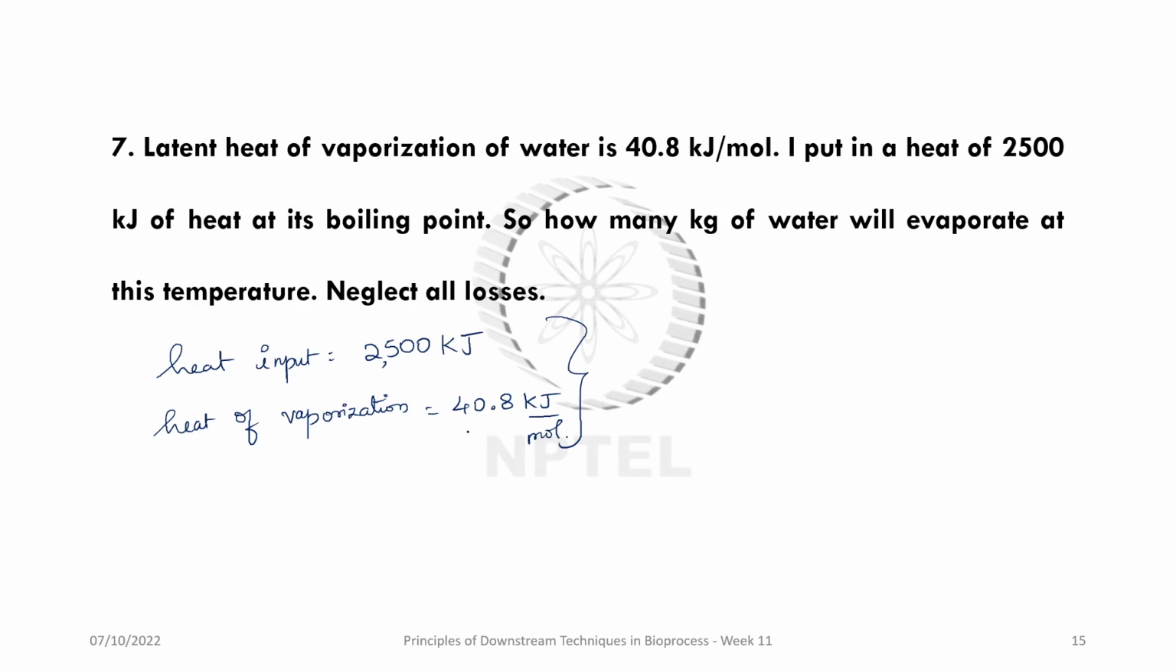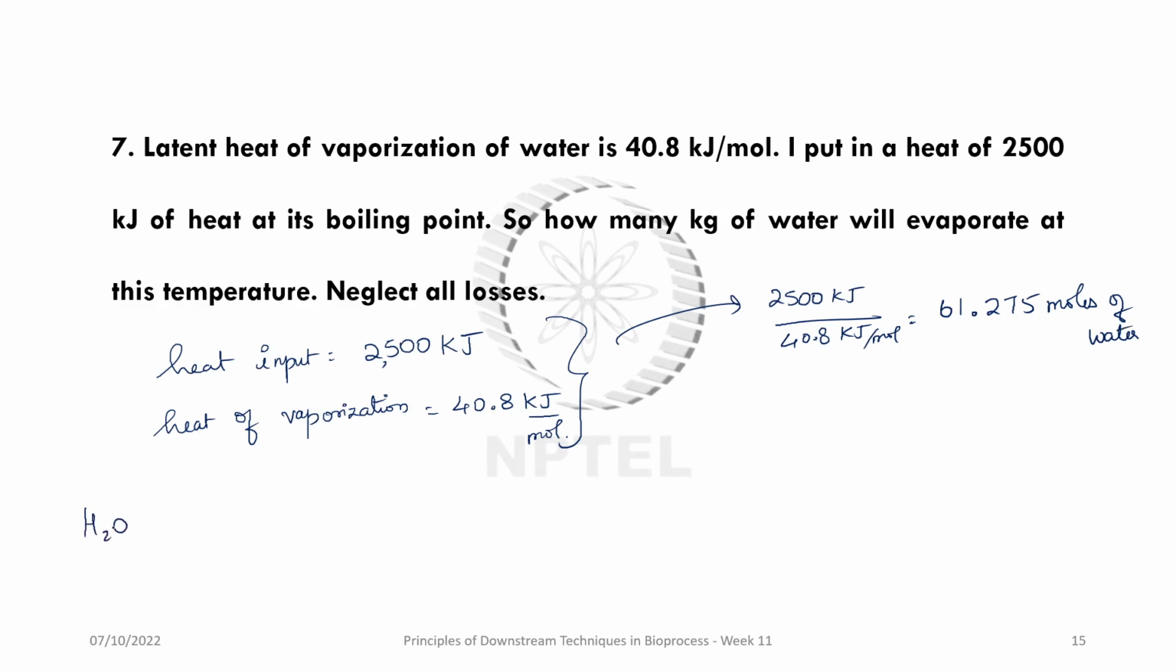I can find out how many moles of water I can evaporate. Yes. So if I divide 2500 kilojoules by 40.8 kilojoules per mole, I can find out how many moles of water I can first evaporate, right? So let's do that first. 2500 kilojoules by 40.8 kilojoules per mole. So that gives me 61.275 moles of water.